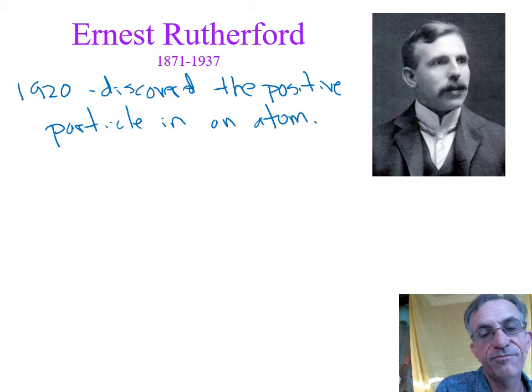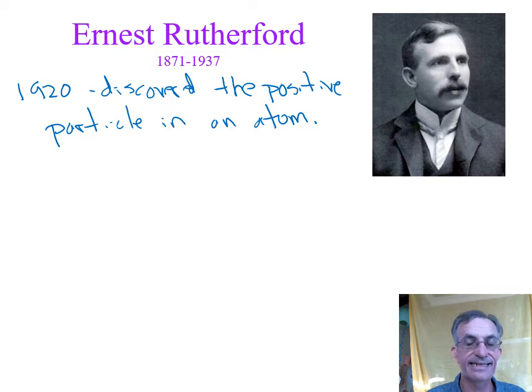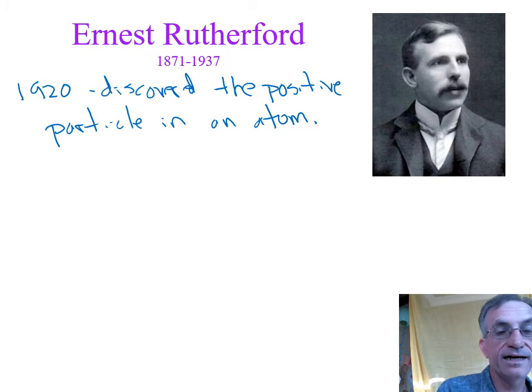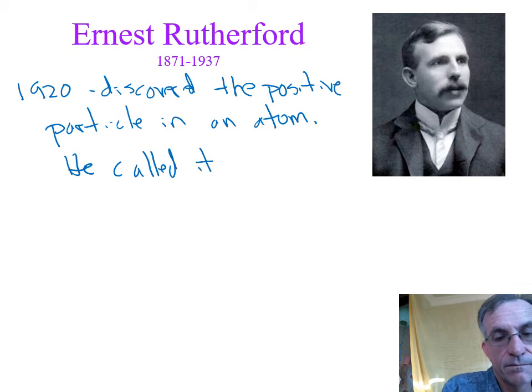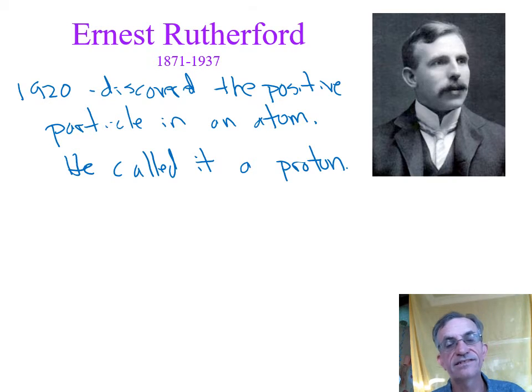And this positive particle, again, just like Thomson got to name the electron because he discovered it, the negative particle, well, Rutherford discovered the positive part, so he got to name it. He called it a proton. All right, so he discovered the positive particle in an atom. He called it a proton. So at this point, there were two parts that people knew of that made up an atom. There's a negative part, that's the electron, and there's a positive part. That positive part is called the proton.